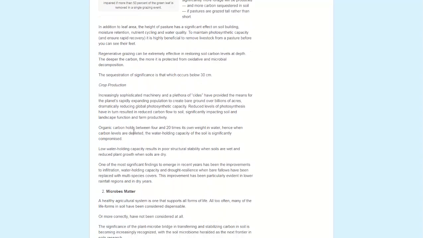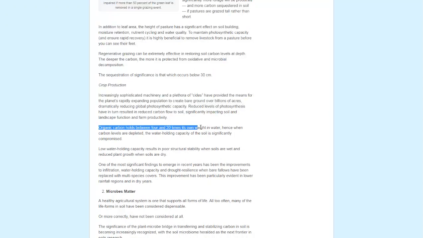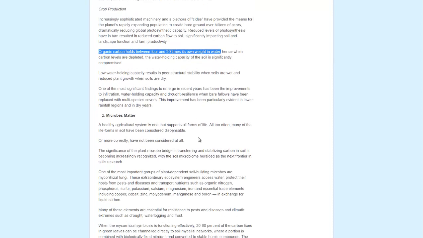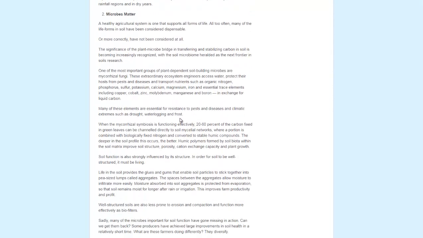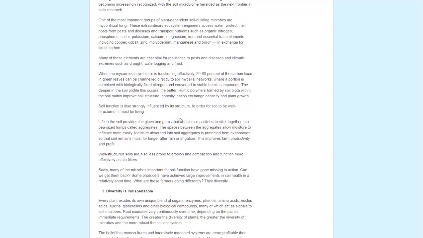They also talk about crop production and how organic carbon holds between 4 and 20 times its own weight in water. And that is great, because you need to have good water holding capacity in soils. Otherwise, when it's too wet, the soil structure will be all messed up. If it's too dry, the plants won't grow. Again, they talk about why microbes matter, and we already talked a bit about that. They help the soil aggregate up. They help with the soil structure.